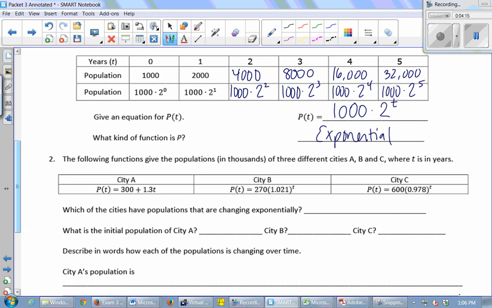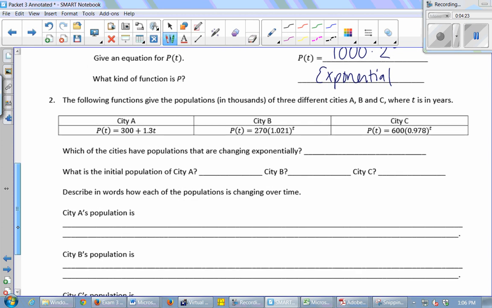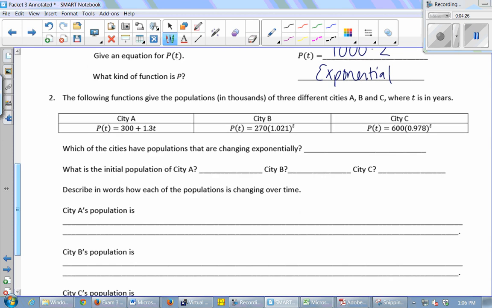Okay, so now I have functions for populations in 3 different cities, A, B, and C. T is in years again. Which of these cities have populations that are changing exponentially? B and C, right? Because they have variables in the exponent. That's what makes it an exponential function. All right, what is the initial population of city A? 300. If you make T 0, that's how you get your initial population. And city B, initial population? 270. City C, 600. Good.